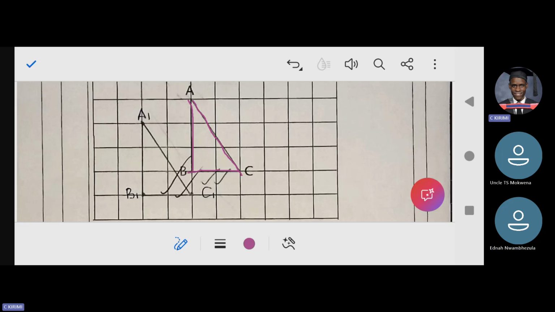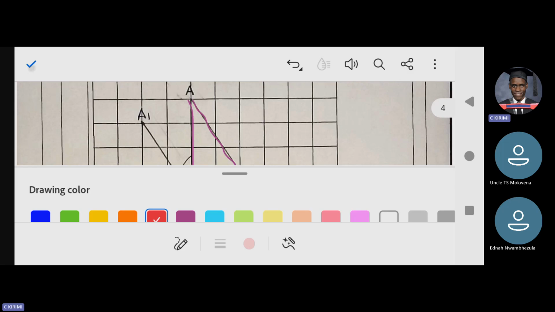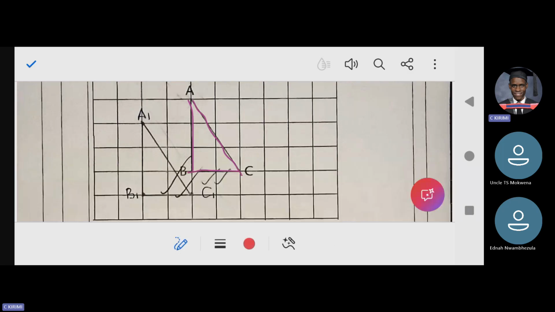So first, you must move 2 units to the left, 1 unit down, all the points. So the A, you move 1, 2 to the left. Now it's here. Then you move 1 unit down. That's where A prime is going to be.